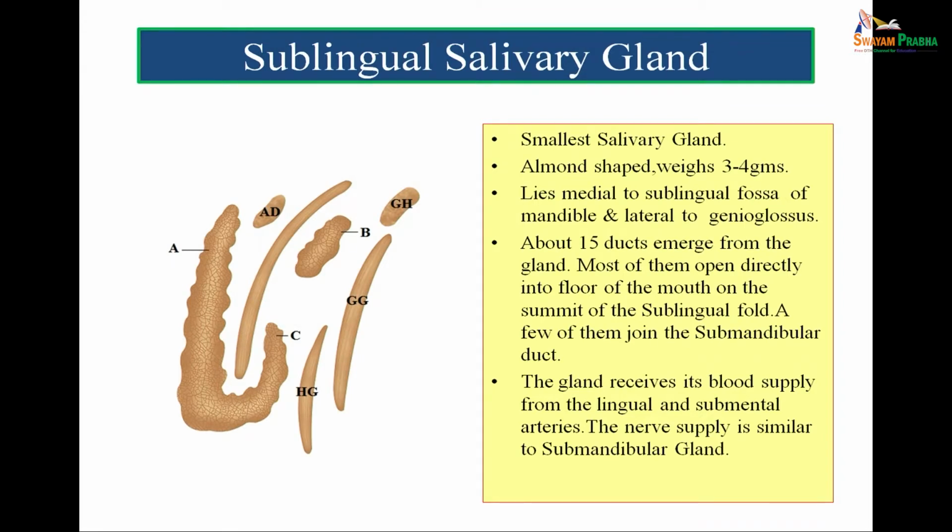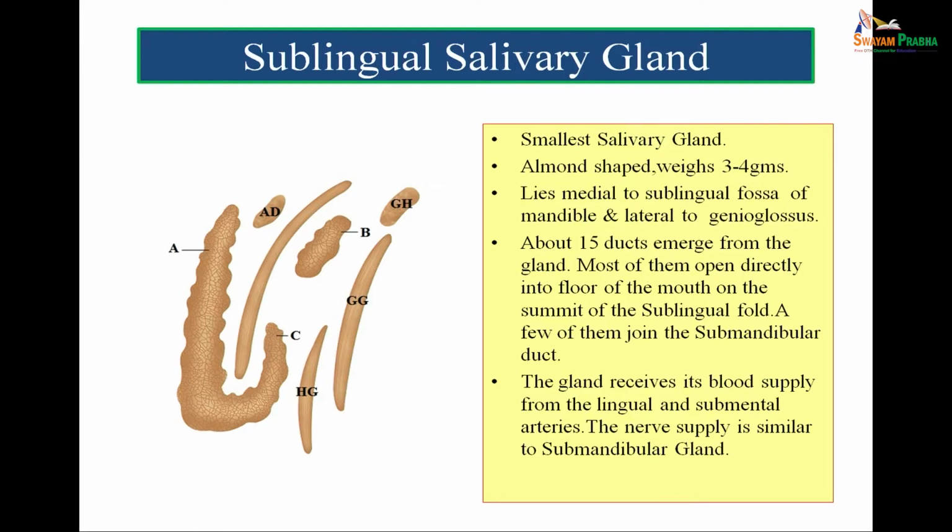Sublingual salivary gland is the smallest salivary gland. It is almond shaped. It is marked by B in the figure. It weighs around 3 to 4 grams. It lies medial to the sublingual fossa of the mandible and lateral to the genioglossus muscle. It has around 15 ducts which emerge from the gland. Most of them open directly into the floor of the mouth on the summit of the sublingual fold. A few of them join the submandibular duct.